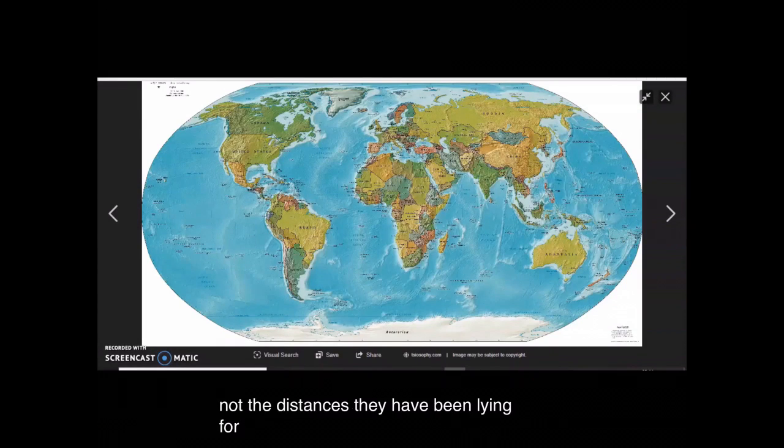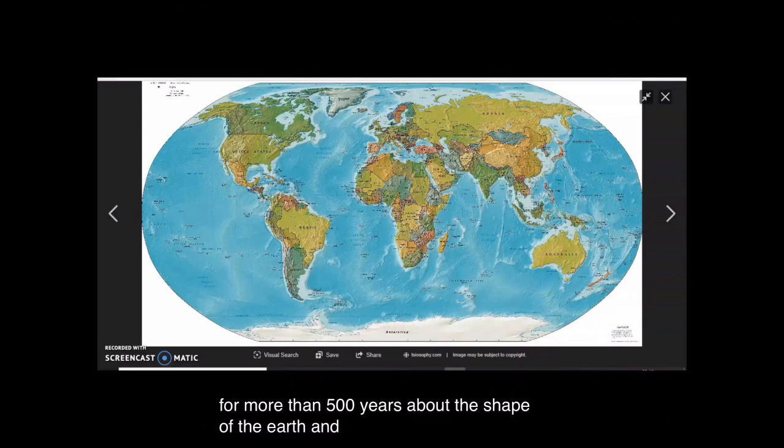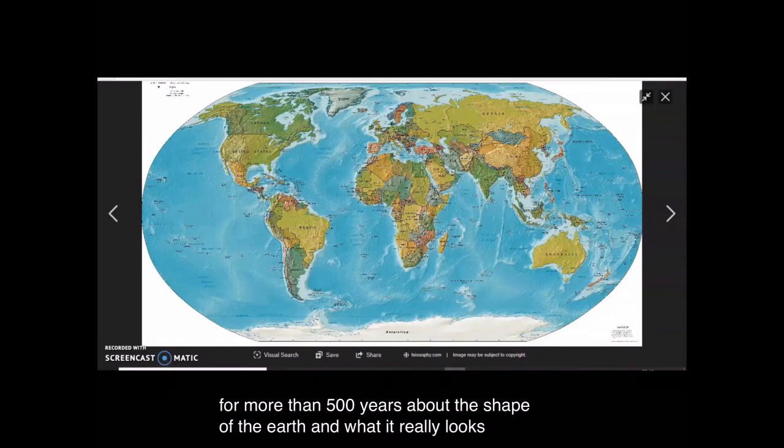They have been lying for more than 500 years about the shape of the Earth. We haven't been lying. This is the truth, okay? If you don't want to accept the truth, don't accept it, but don't force your beliefs onto others. That's why we debunk you guys, so then people can know what this idea is. Ridiculous. And what it really looks like.